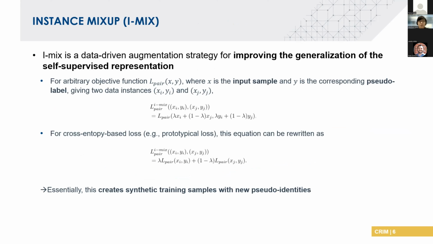One way to overcome this kind of unwanted overfitting problem is the mix-up strategy, or more specifically, the instance mix-up strategy. The iMix, or instance mix-up, is a data-driven augmentation strategy for improving the generalization of self-supervised representations. Basically, iMix is identical to the standard mix-up algorithm, but instead of dealing with true labels, iMix deals with pseudo labels. Given a pair of input samples and a pair of corresponding pseudo labels, iMix creates a new training sample by interpolating the input samples, and also using the same coefficient for linear interpolation, it interpolates the pseudo labels. For cross-entropy based loss functions like prototypical loss, this equation can be rewritten as follows. Essentially, iMix creates synthetic training samples with new pseudo identities.